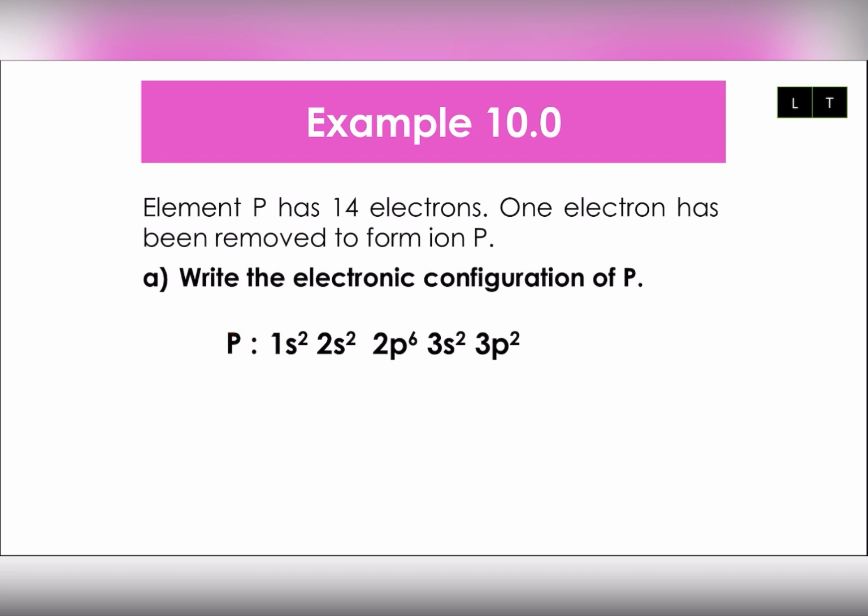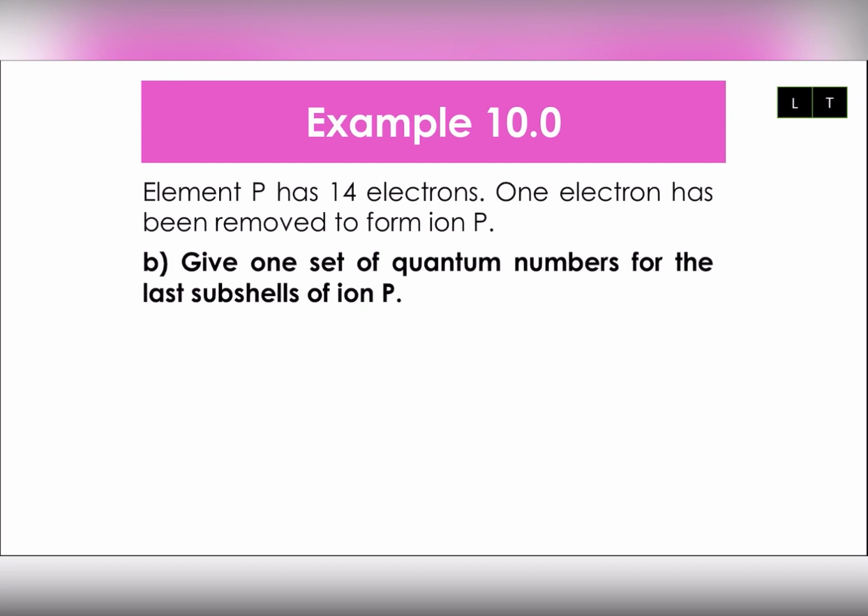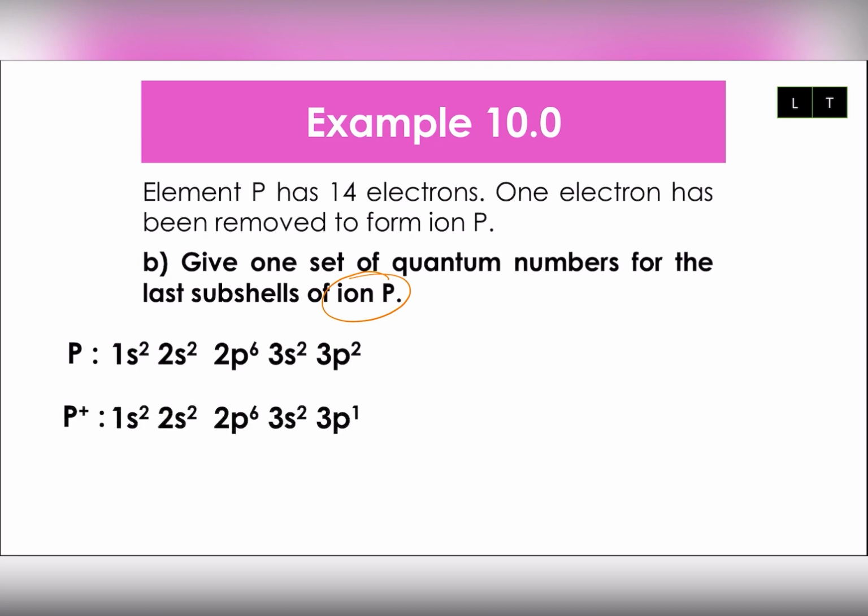Next, we continue with the second question. You have to give one set of quantum numbers for the last subshell of ion P. Look at it carefully. It asks you for ion P. From the previous question, you got the electronic configuration for atom P, but this question asks you about ion P. It said that one electron has been removed to form ion P. So we got P plus, where you take out one electron from the 3p orbital. What's left will be 3p1.